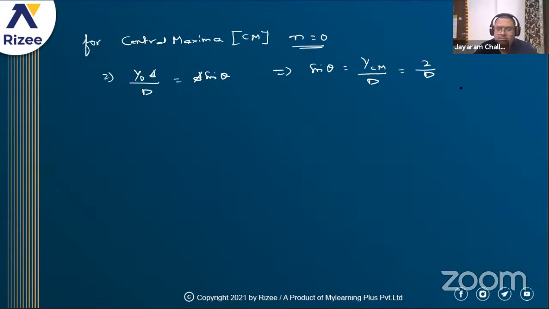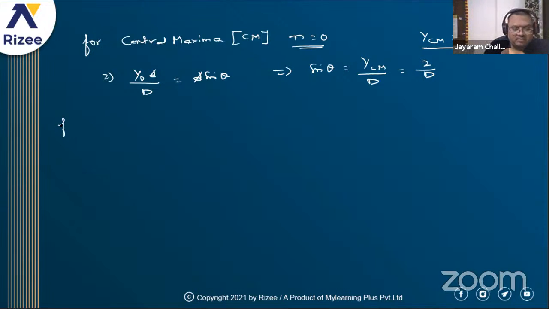So let me consider this YCM as y naught, and your y naught value is equal to 2 centimeters, whatever is given in the question. This will be the value of the distance of the central maximum from the origin, which has been given in the question.